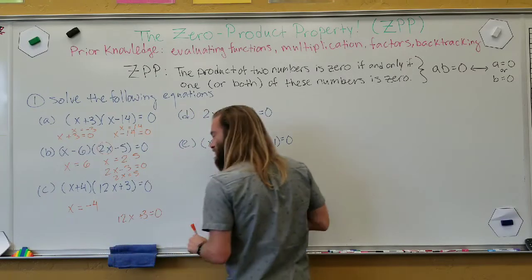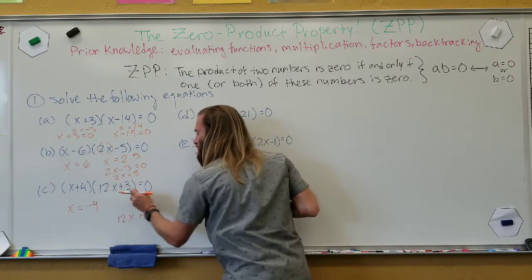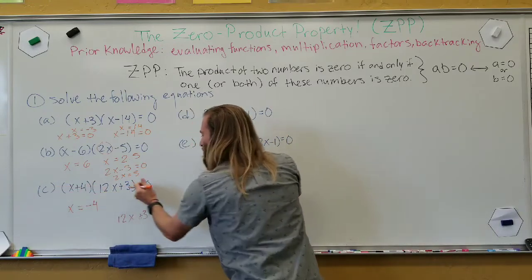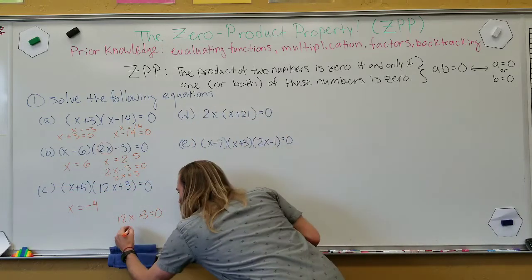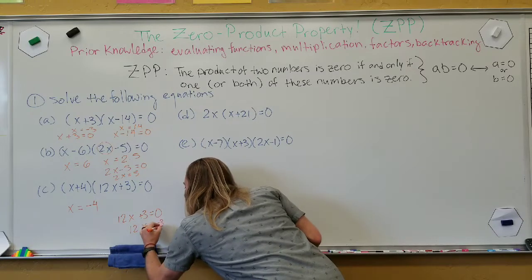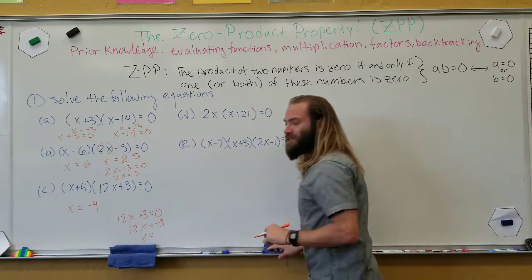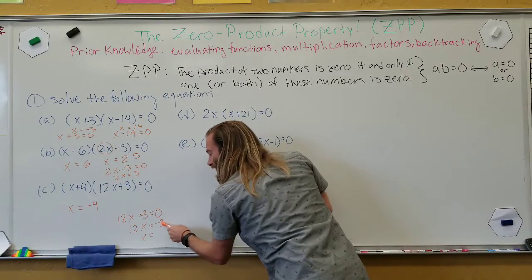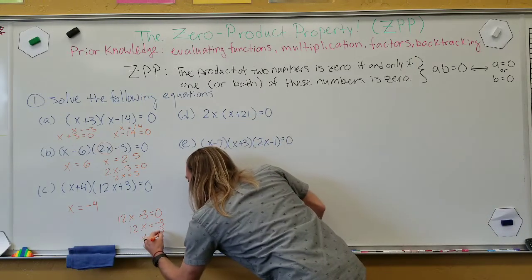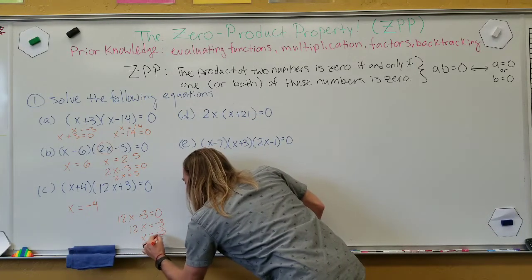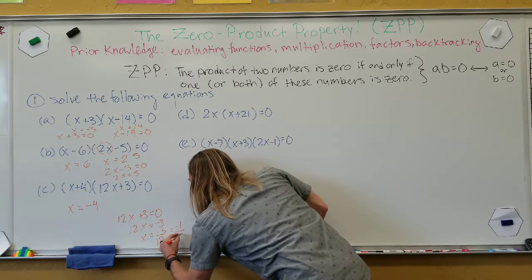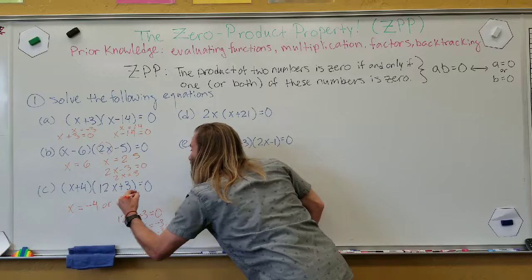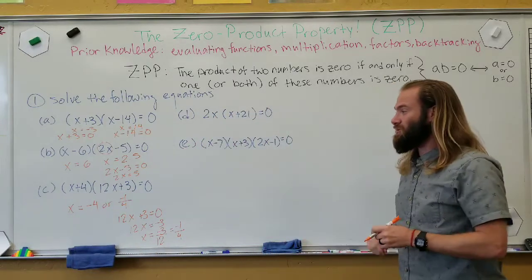12x plus 3 must equal 0, right? If that whole thing equals 0, that's one option to make the whole thing equal 0. Then we'll subtract 3 and get 12x equals negative 3. And this one you want to be careful. It's easy to say that the answer to this is negative 4, but because we're dividing negative 3 by 12, it's actually not negative 4, it's negative 1/4. So negative 4 or negative 1/4 are the two choices there.